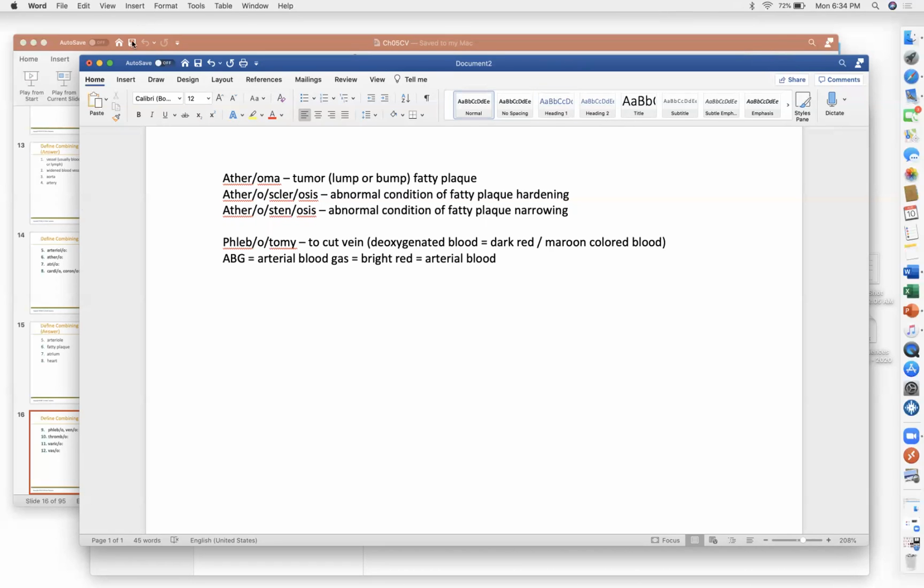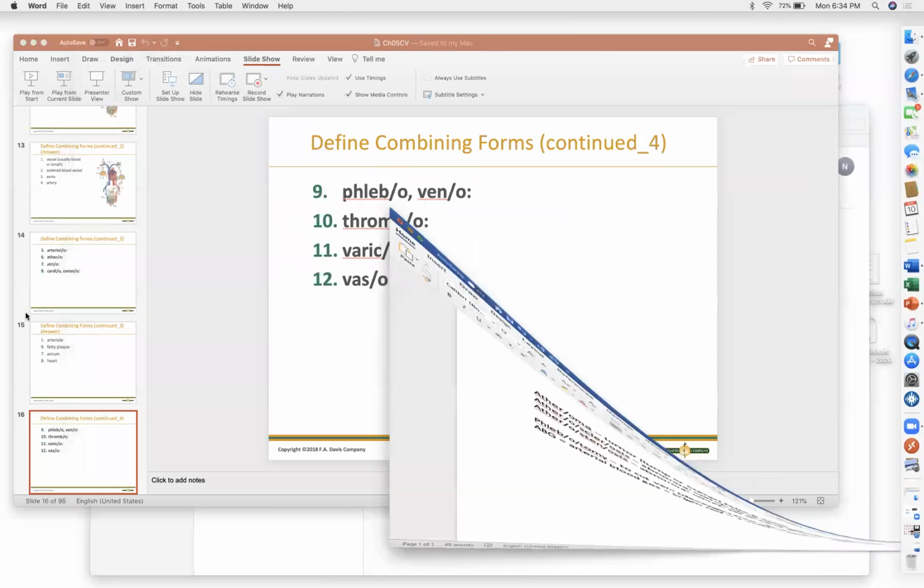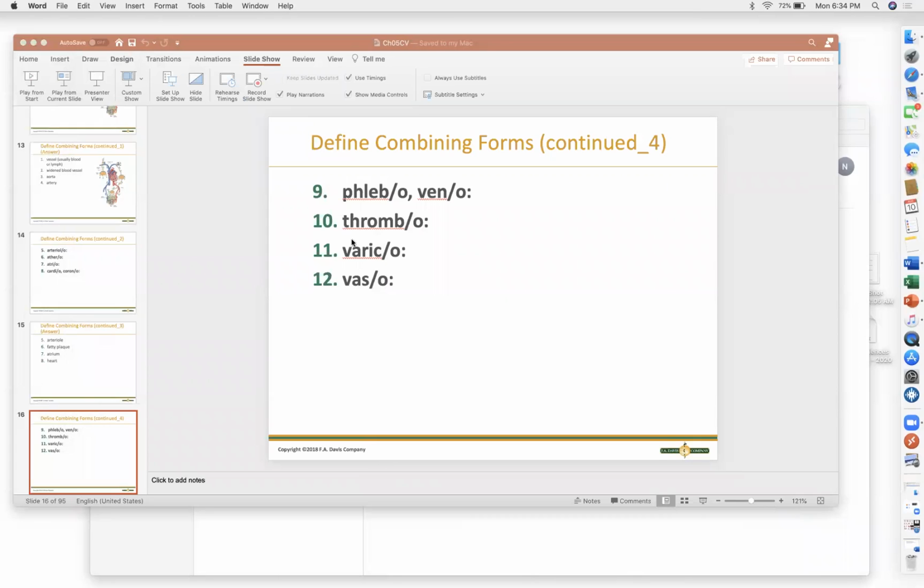Okay. But you guys don't do ABGs. Someone told me nurses don't do ABGs anymore. You interpret them and you can do all these other things, but I don't know who told me that, or if that's true or not.